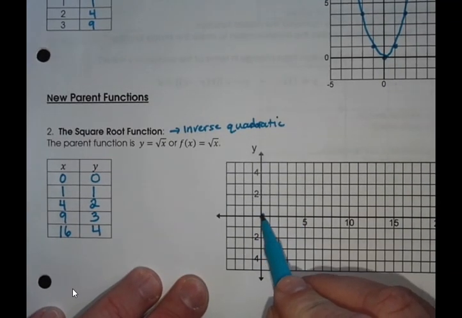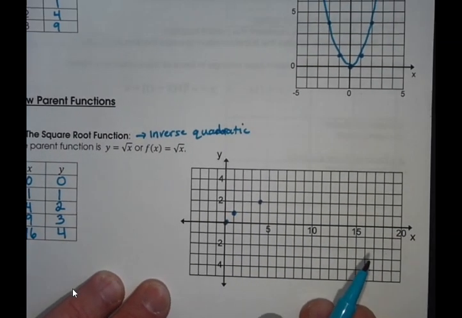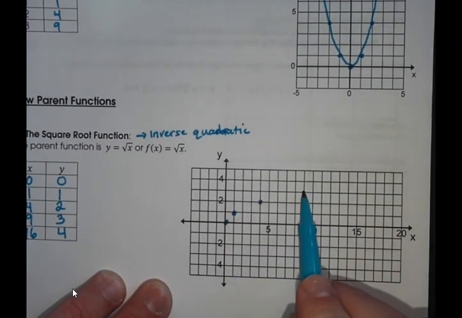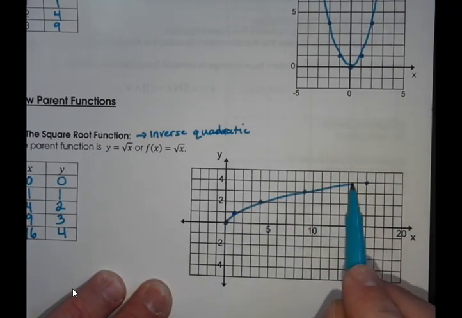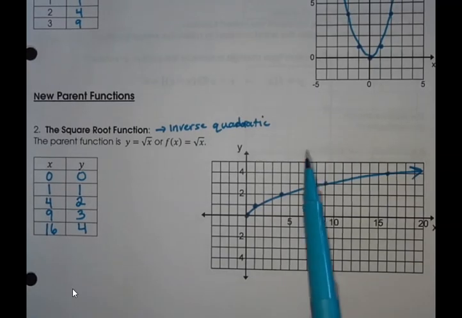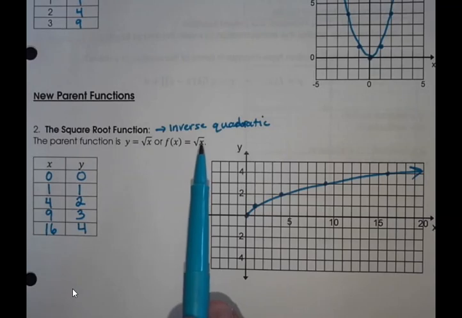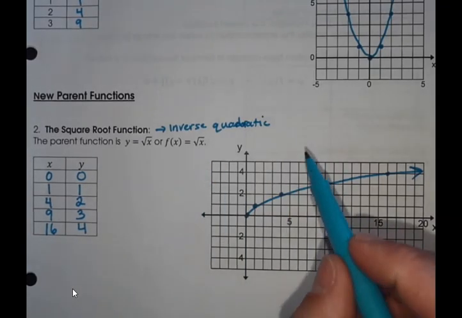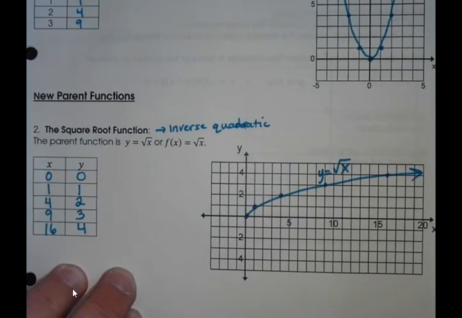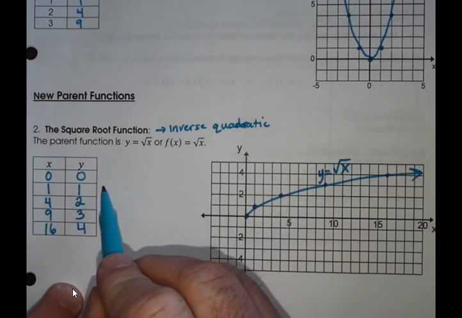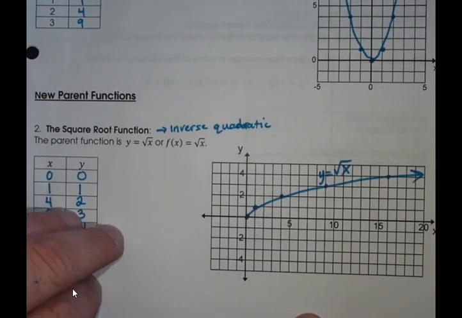So I plot my 0, 0, 1, 1, 4, 2, 9, 3, 16, 4, and it would look something like this. And the reason why we don't have the bottom part here is we're only looking at the positive part. Okay? So this is the square root of x. All right, nothing crazy. Keep these points in line because we're going to use these to transform them. All right, flip the page.